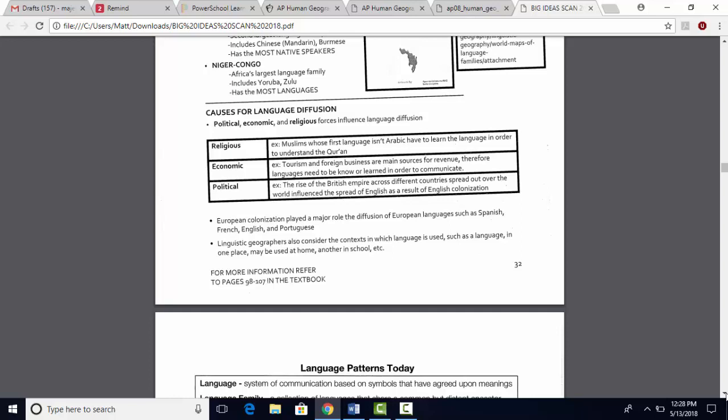European colonization played a major role with language diffusion. Spanish, particularly in Central and South America, brought by the Spanish Empire. French, which is spoken in Africa, it is spoken in the Caribbean. It is obviously spoken in Eastern Canada, in Quebec, and that had to do with their colonization as well. Also in Asia, right, in Southeast Asia.